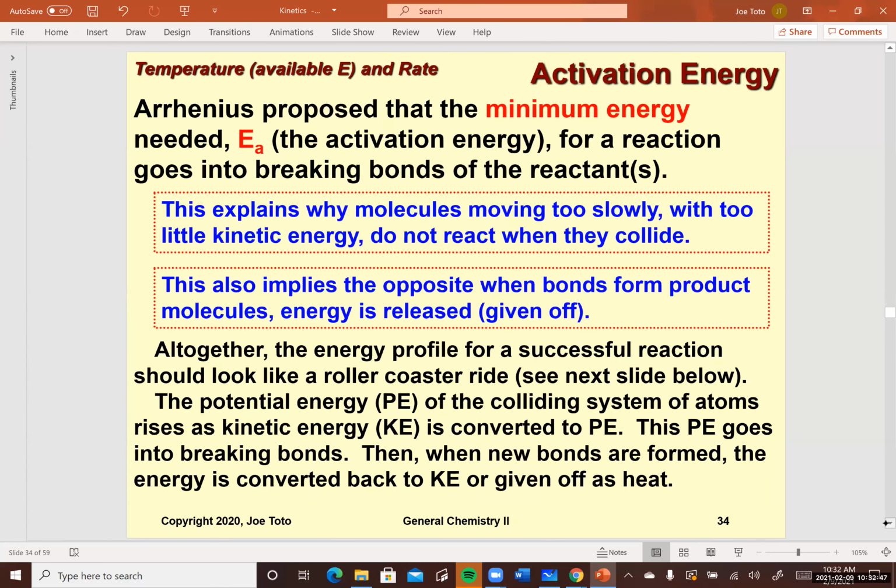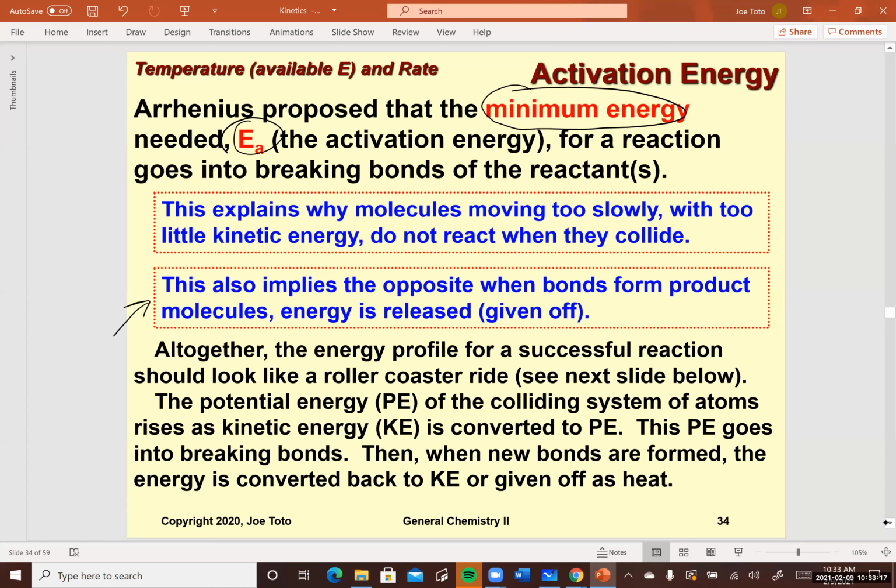Scientists, and Arrhenius in particular, thought about this a lot. He proposed a name for that energy. He said the minimum amount of energy needed for a successful reaction, let's call that the activation energy. And that energy goes into breaking bonds. This also implies there must be an energy release once new bonds are formed.